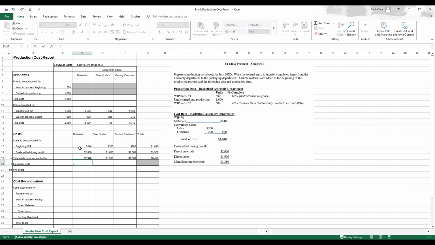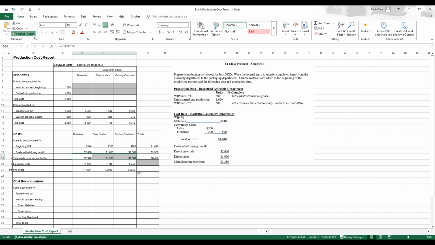And then from above, we can bring down our equivalent units. So 2,100, and then 1,740 in labor, and 1,740 in overhead. And then finally, we're going to calculate a cost per unit. So we have total costs, and then we can divide that by our equivalent units. And you just drag this across. So it's total costs divided by equivalent units. And we get the units here.